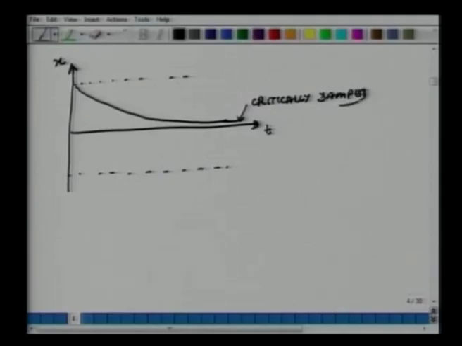Then an overdamped system will also decay fast, but not as fast as a critically damped system. So, it will be fast, but a little slower. And note that in both these situations, the oscillations are not happening. So, this is an overdamped system.